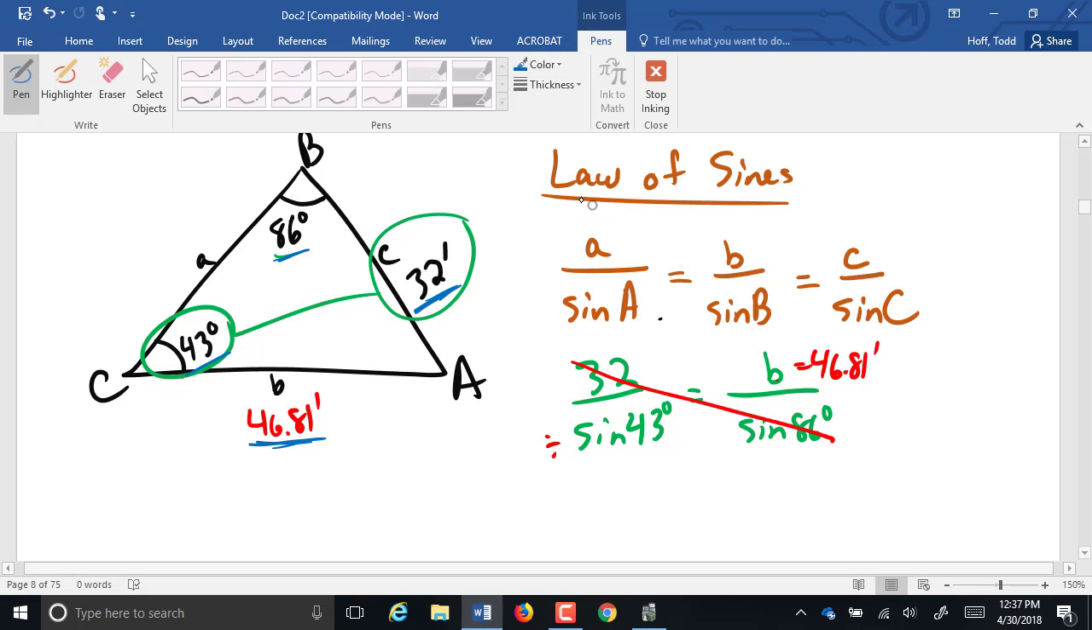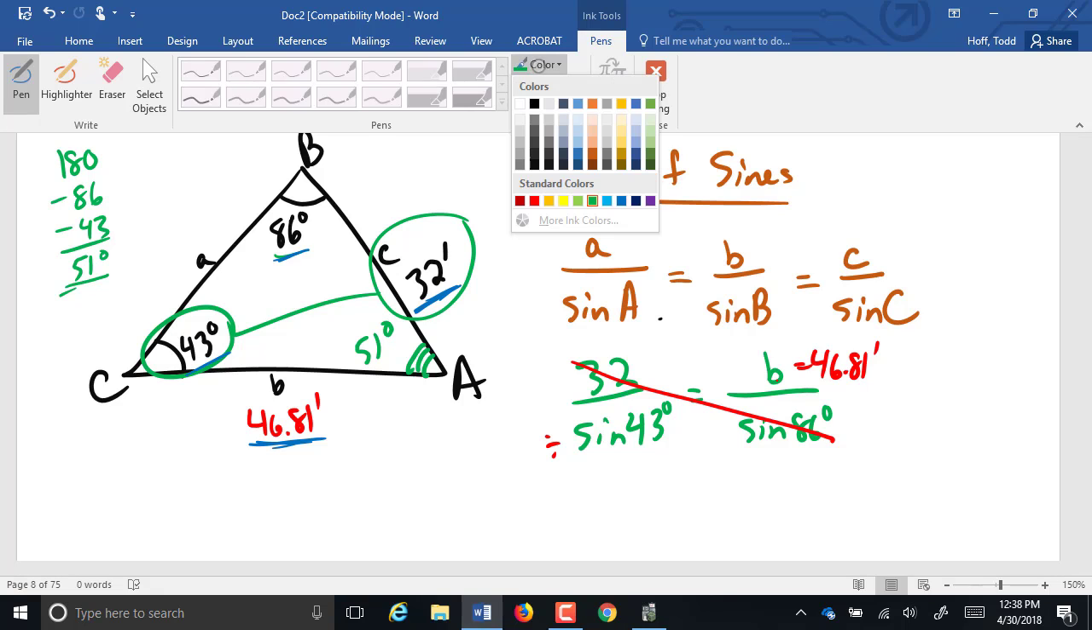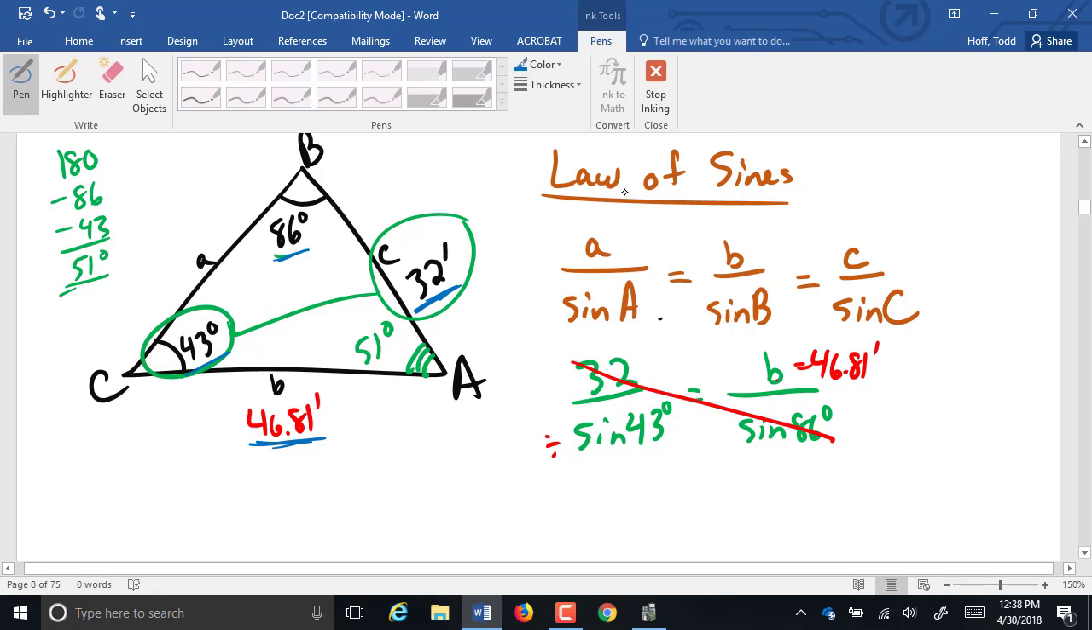Now, how would we find angle A here? How did I get that that's 51 degrees? There we go. We had the other two. So you took 180 and subtract the 86 and the 43. What is left over is 51 degrees. That has to be angle A. So now that we have angle A, we would continue.